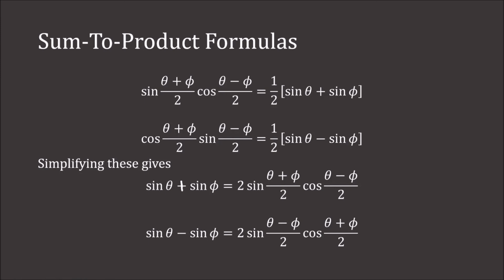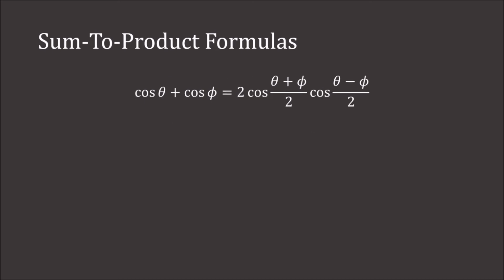Sine of theta minus sine of phi is 2 times sine of (theta minus phi) over 2 times the cosine of (theta plus phi) over 2. Cosine of theta plus cosine of phi is 2 times the cosine of (theta plus phi) over 2 times the cosine of (theta minus phi) over 2. And finally, the cosine of theta minus the cosine of phi is negative 2 times the sine of (theta plus phi) over 2 times the sine of (theta minus phi) over 2.